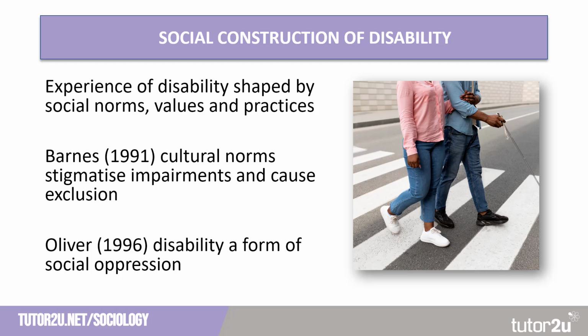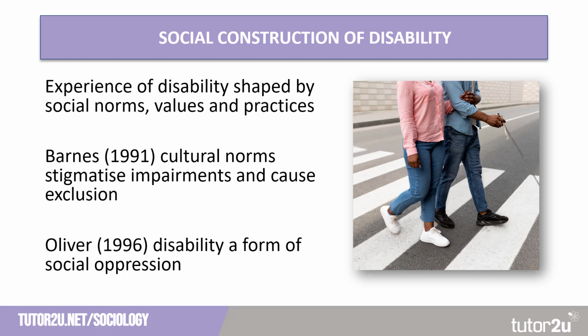Sociological research has demonstrated that disability is socially constructed. This means that the experience of disability is shaped by social norms, values and practices. For example, buildings without ramps or lifts create physical barriers that turn impairments into disabilities. Similarly, cultural attitudes that stigmatise impairments contribute to social exclusion and discrimination.